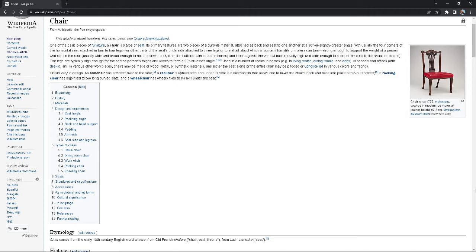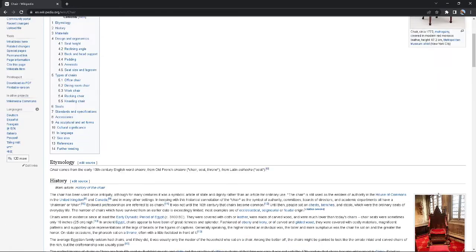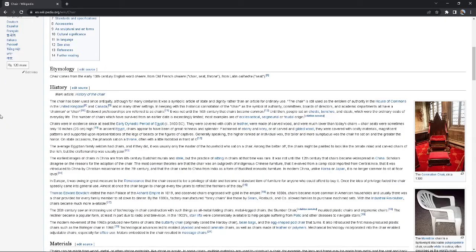Etymology. Chair comes from the early 13th century word chair, from the Old French chaire, chair, seat, throne, from Latin cathedra, seat. History. Main article, History of the Chair.